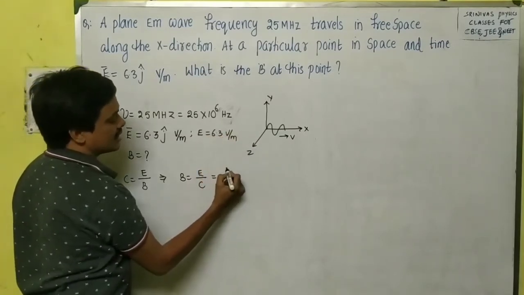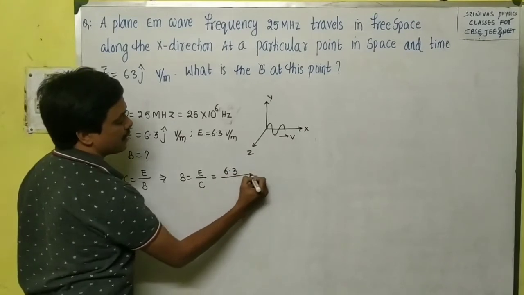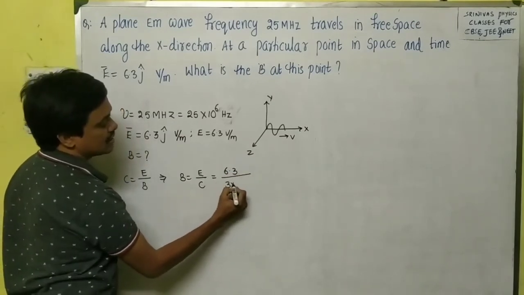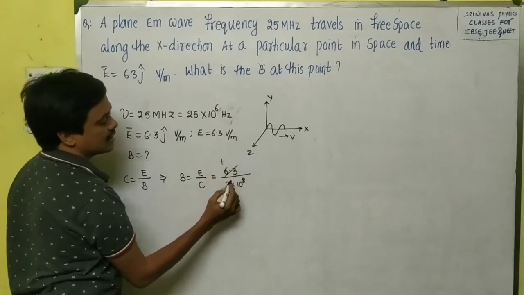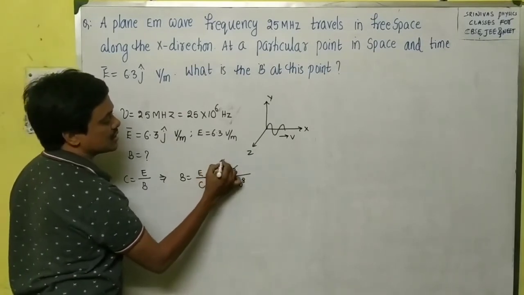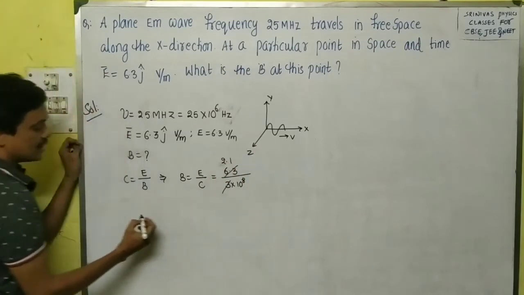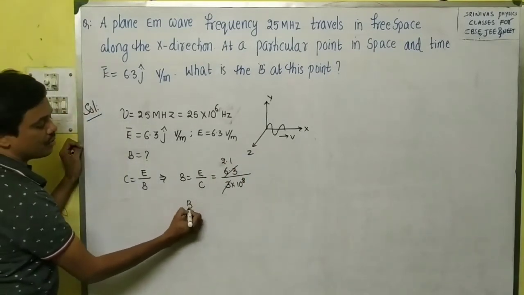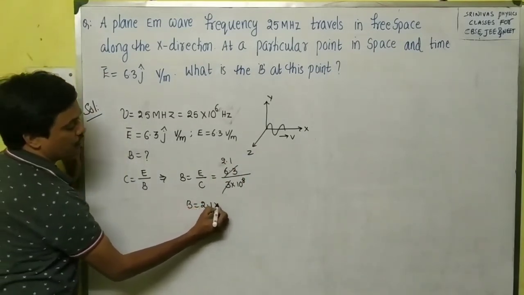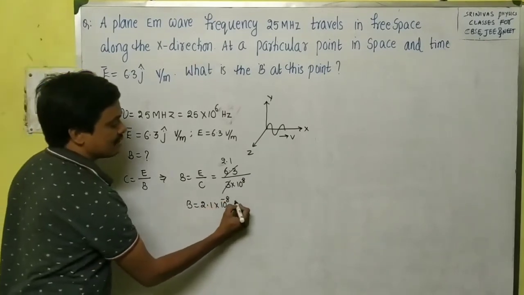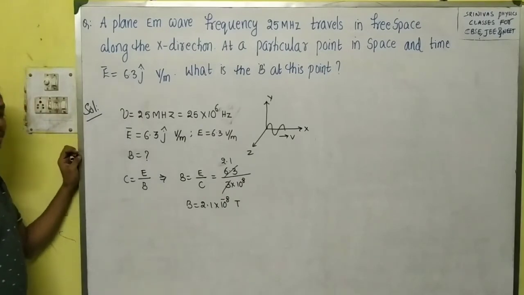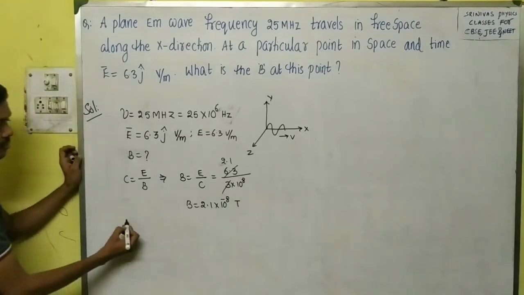Then here we write the E value as 6.3 and the C value as 3 into 10 to the power of 8. 3 ones are 3, 3 twos are 6. Then we will get the B value as 2.1 into 10 to the power of minus 8 Tesla. The B unit is Tesla. I want the direction of B.